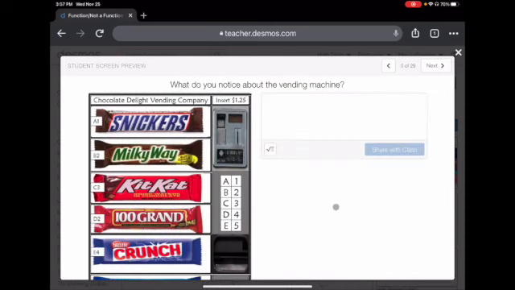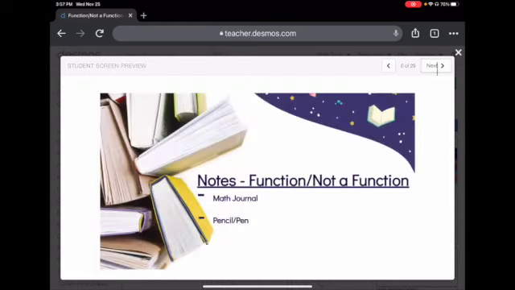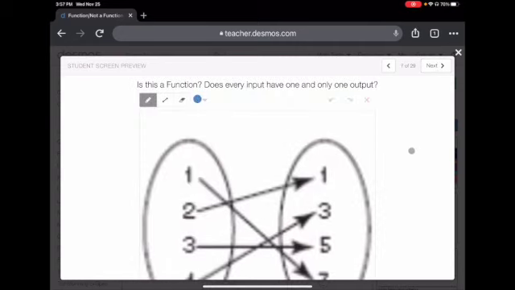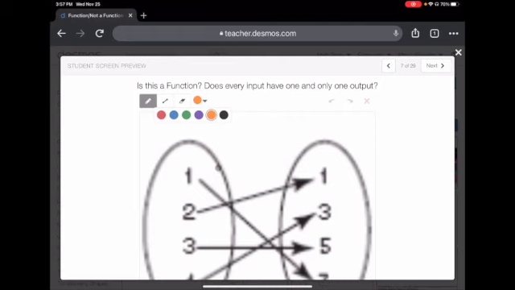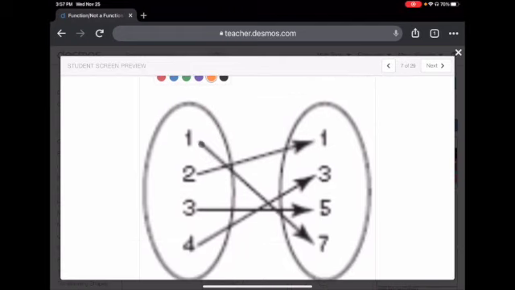So first, answer this question: what do you notice about the vending machine? And here, okay, so first thing is, is this a function? Does every input have one and only one output? What makes something a function is that it has one and only one output. Your inputs are on this side and your outputs are on there. So trace these lines and make sure that every input goes to one output. For example, the 1 goes to a 7 and the 2 goes to a 1.